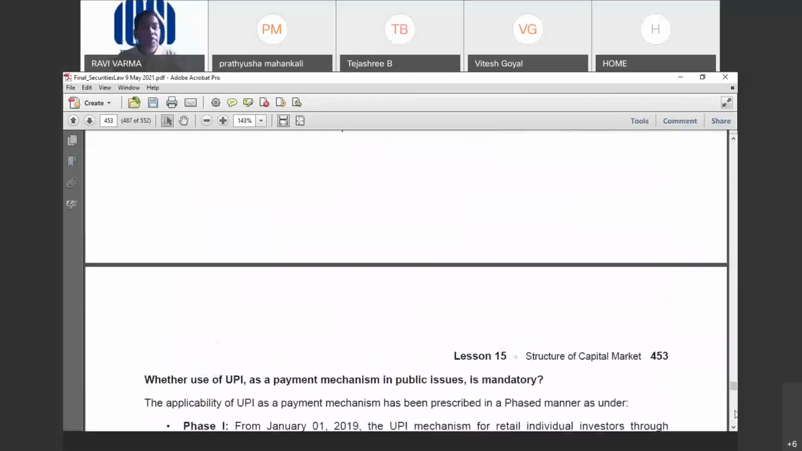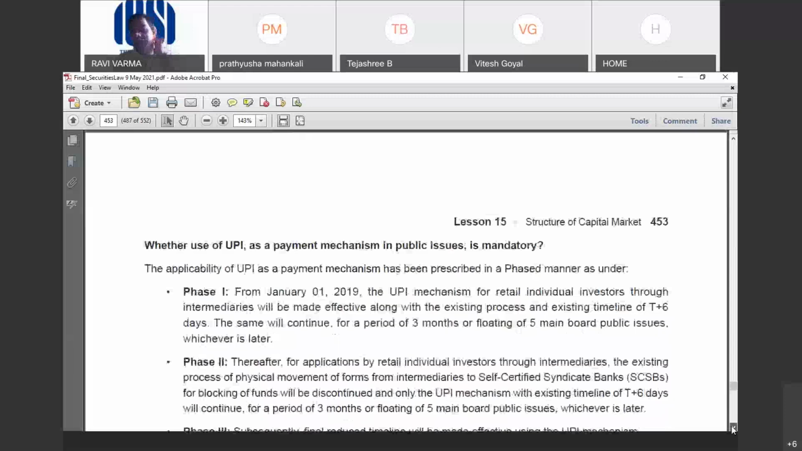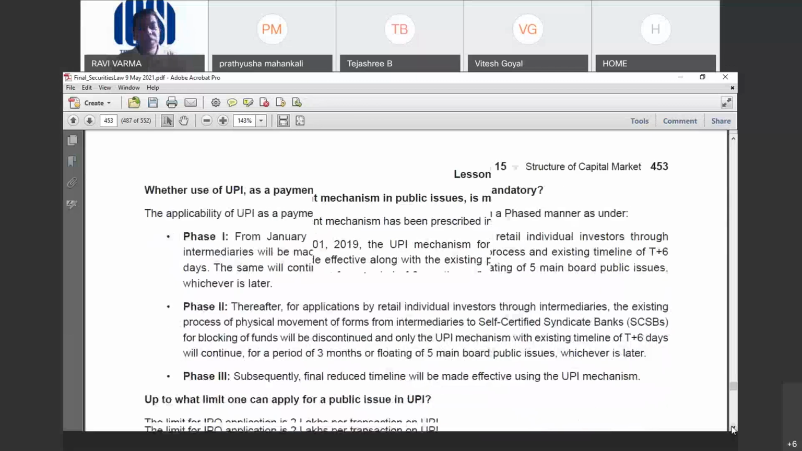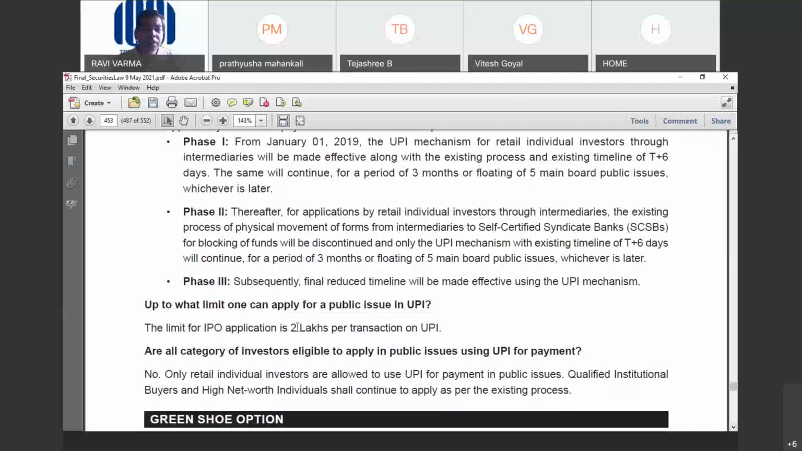Now come to page 453. There was phase 1, phase 2, and phase 3, right? And below the phase 3, if you notice, there is a cap still at present of 2 lakhs. If you are making an investment of 2 lakhs, then it is to be UPI. So there is a cap. They are keeping it on, right? And it is very clear.